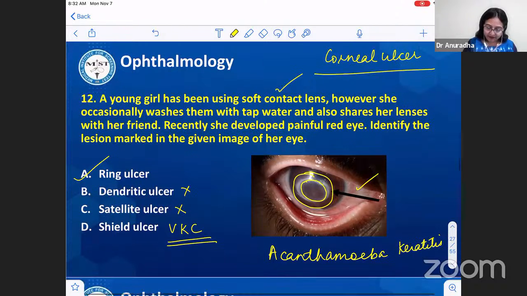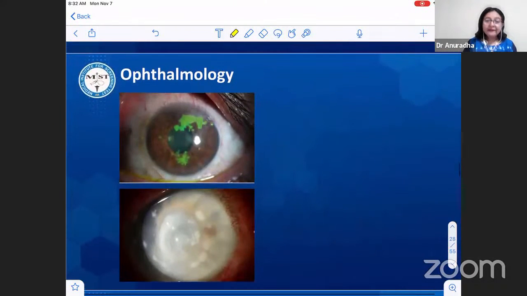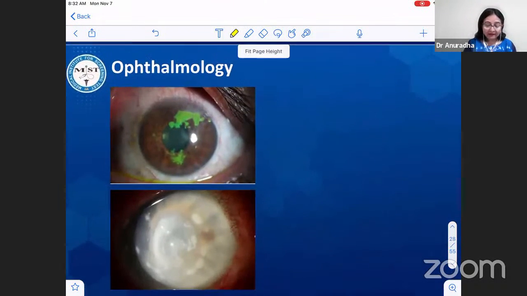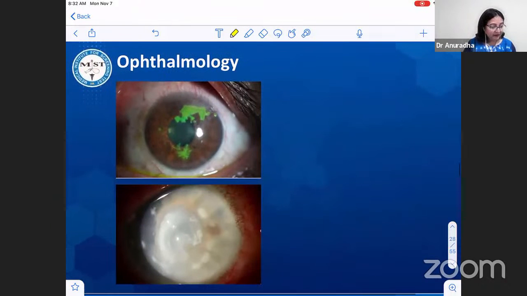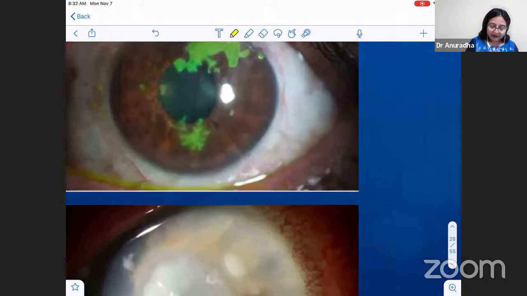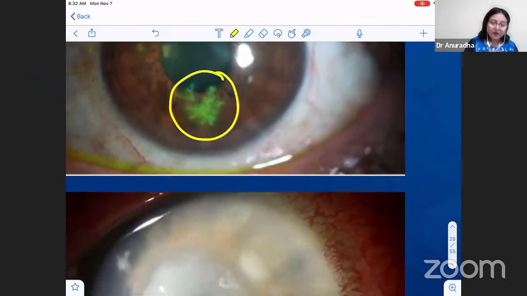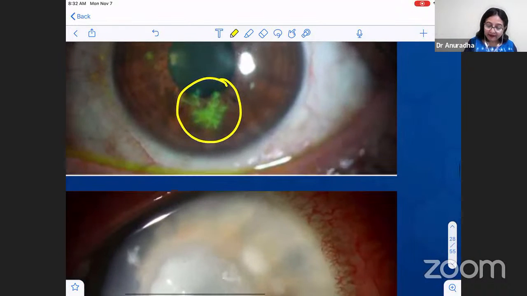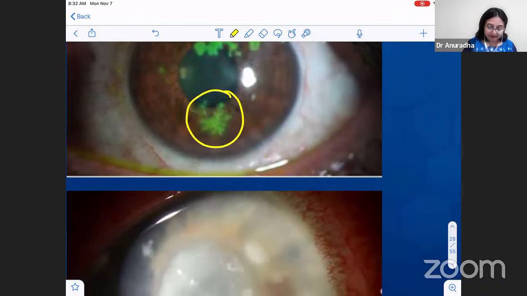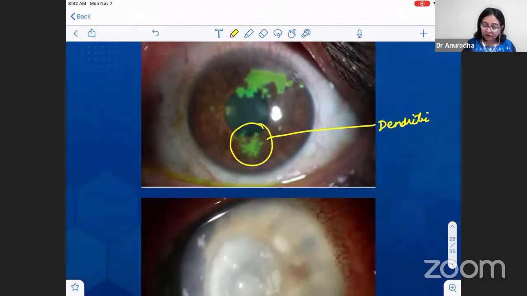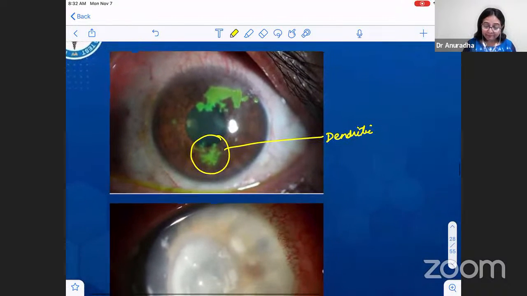Yes, right? So just to let you know what other ulcers they can ask you as the image signs. Try to identify this lower lesion which I am showing you. This is your dendritic ulcer. Yes, that's right. So they can show you that. This is what they showed you in the last exam, beta.